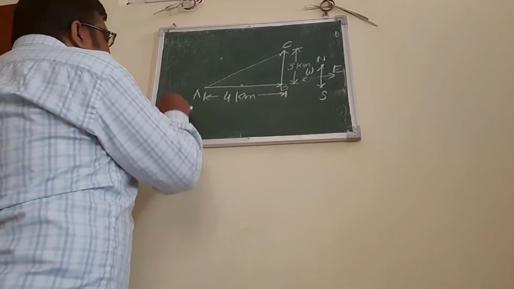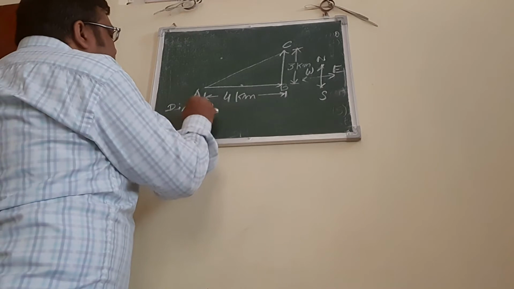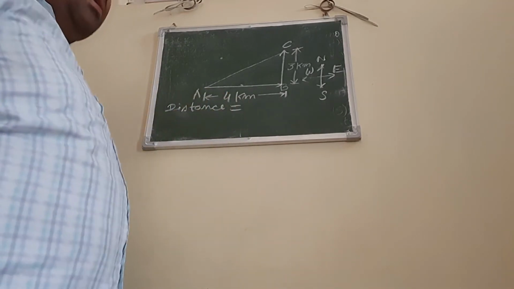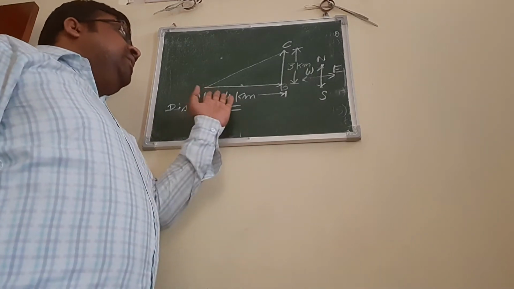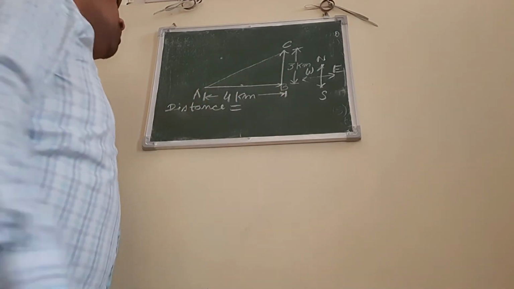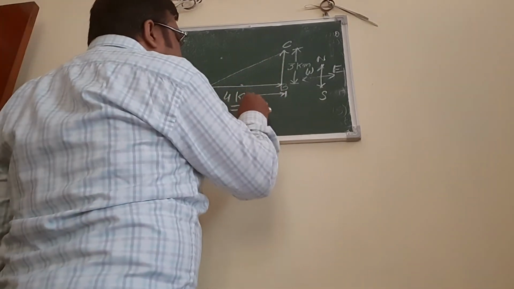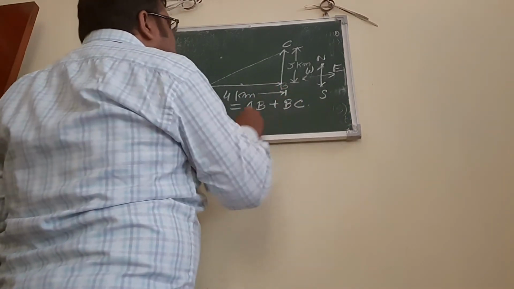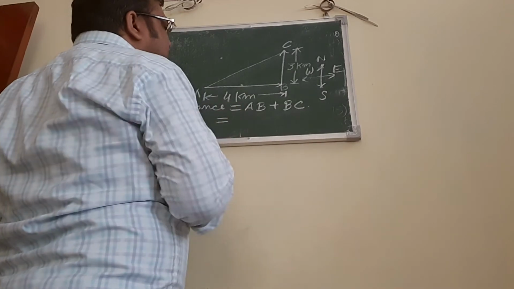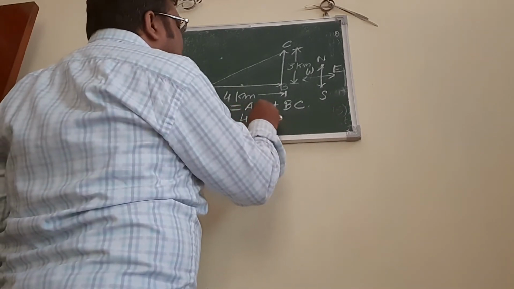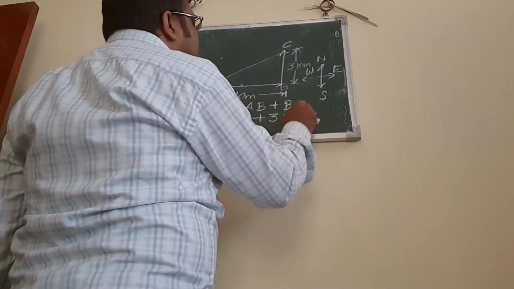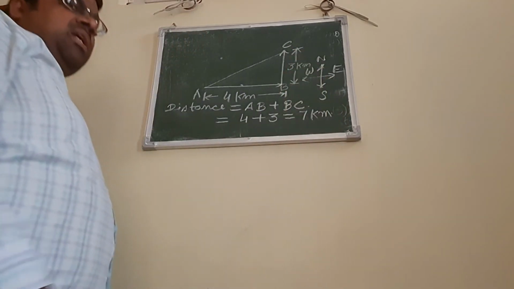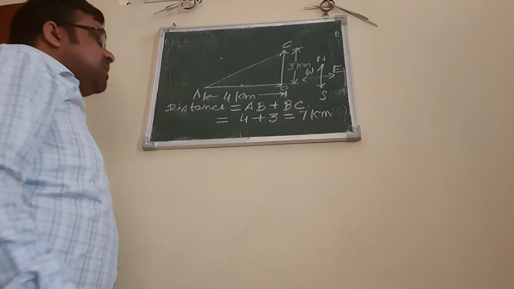So first we will calculate the distance in the journey traveled by the boy. So the distance will be simply the sum of the distances, the path that is being moved by the boy. So it is AB plus BC. So it will be equal to 4 kilometer plus 3 kilometer and that is 7 kilometer. So it will be simply the sum.